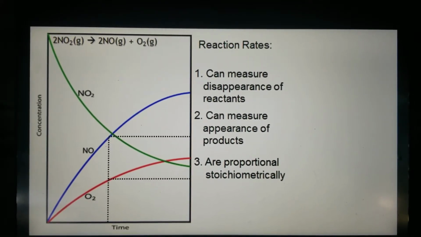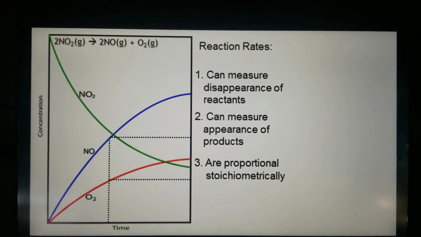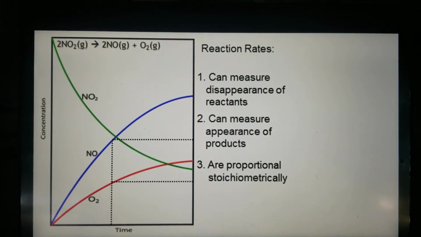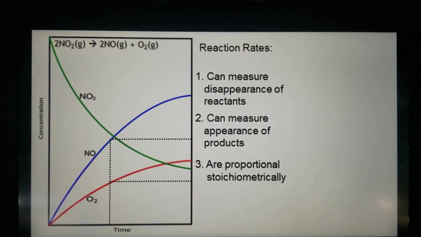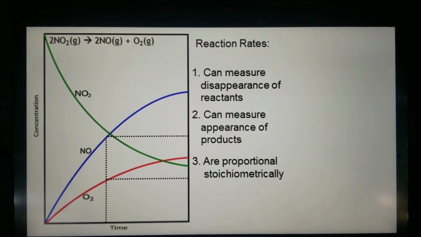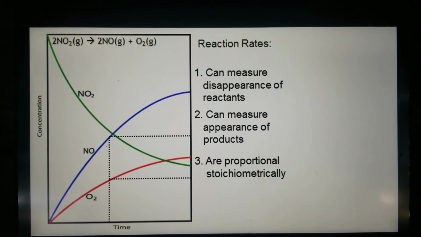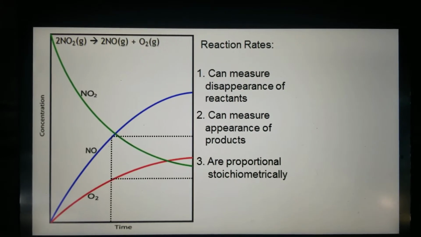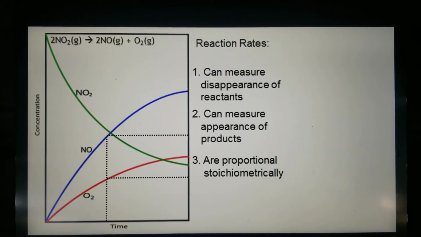You can see that the blue line is higher than the red line because notice the coefficient in front of NO is 2 and the coefficient in front of O2 is 1. So the NO concentration is increasing faster than the O2 concentration. And that's a mole ratio. You can determine that by looking at the mole ratio.